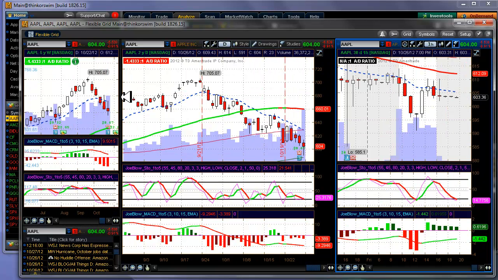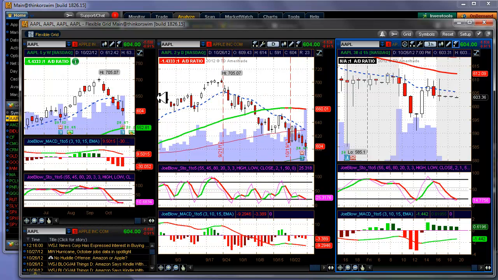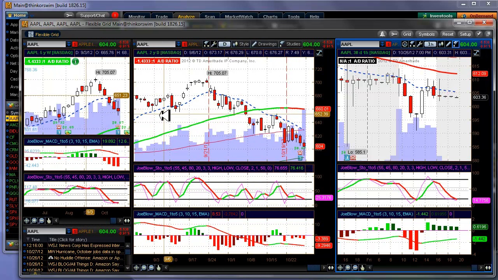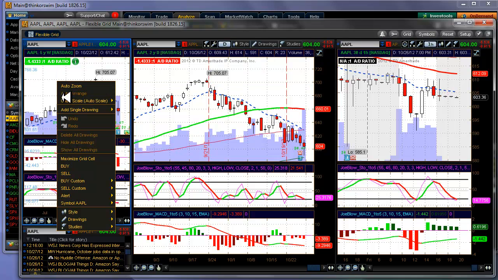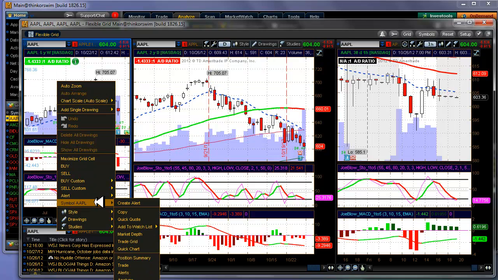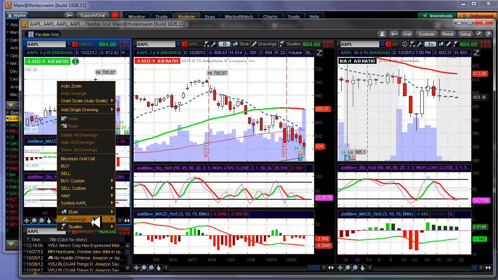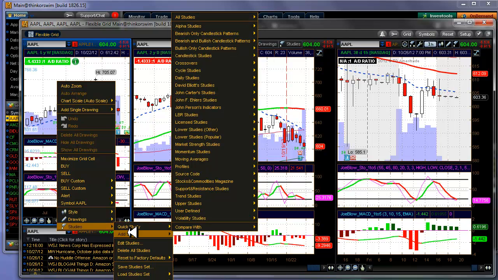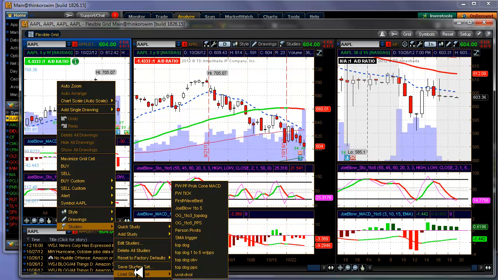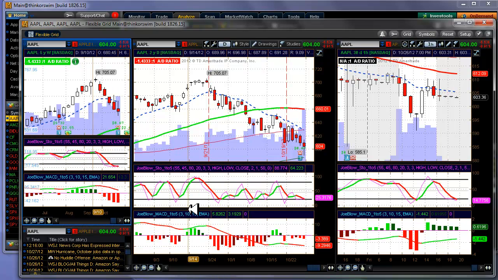Oops. That's what happens. You squish this chart down too much and you don't get the menu selections up here. So what you do is you right click and you go to the symbol Apple, and then you can come down here. No, not the symbol Apple. You can go down here to studies and you can say load. I know you're just barely seeing this. Load study set Joe Blow. So that's a way to get around that.